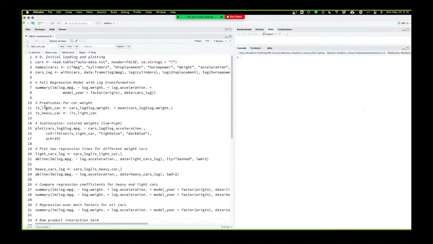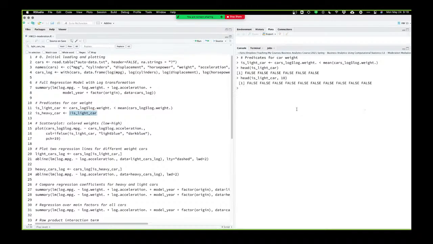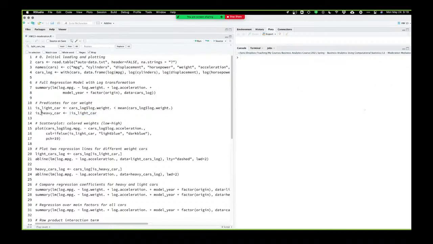All right. So if I say these are all light cars, then not light cars. So let me just look at the first is light car. Like the first few, they're all false, false, false. And actually, can I tell it to give me the first 10? Yes, that's all right. So just the first few is fine. And if I say not is light car, then those are all true. All right. So is heavy car is just the opposite of is light car.